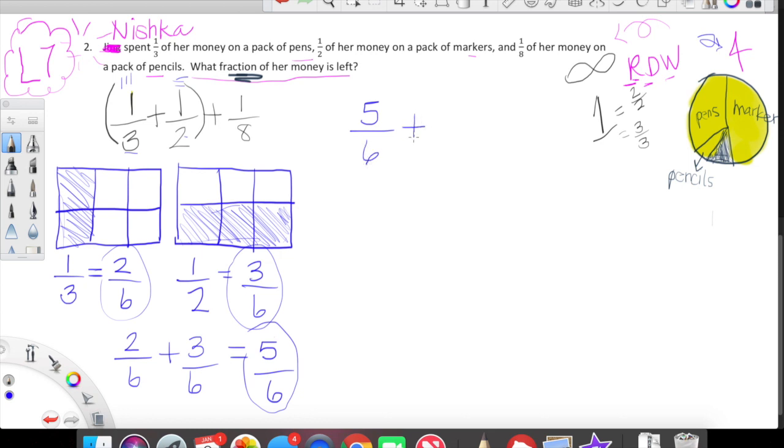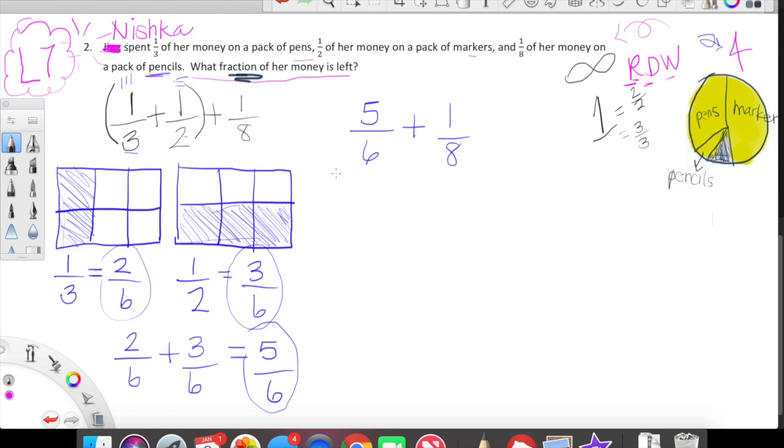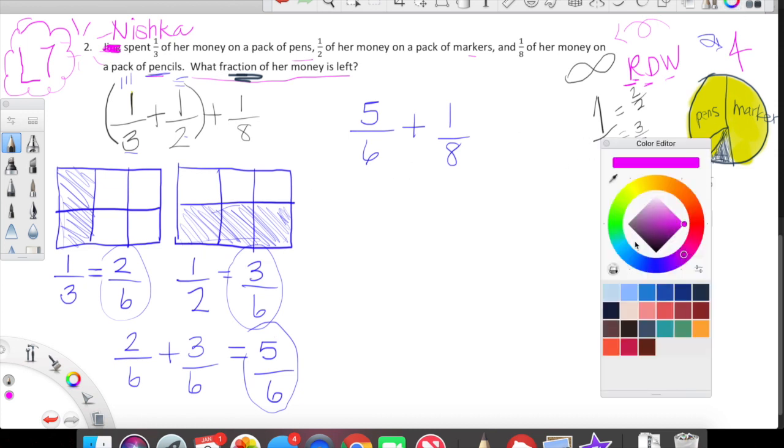Now we need to add 5/6 together with 1/8. 1/8 of her money, keep in mind, friends, was spent on pencils. So you guys are probably grinning with joy as you are realizing, oh, look, we don't have common denominators again. Woohoo! This gives me the chance to model. I love modeling. Hey, same.